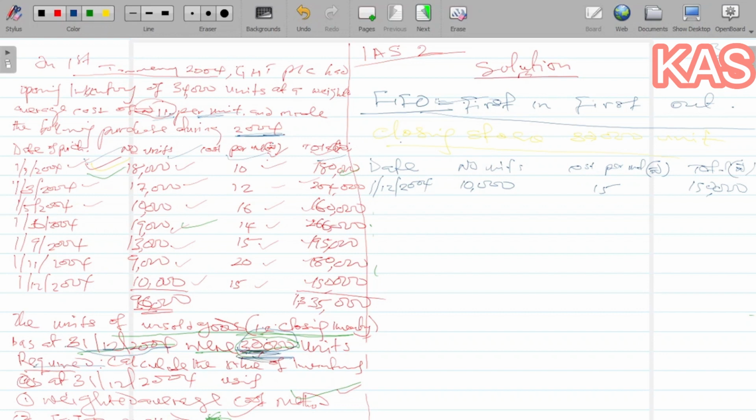Then we go to November 2004. How many units do we have in November? We have 9,000, at a price of 20, so we have 180,000. So we have 19,000, and we are looking at 30,000. So we are now looking for 11,000 units.